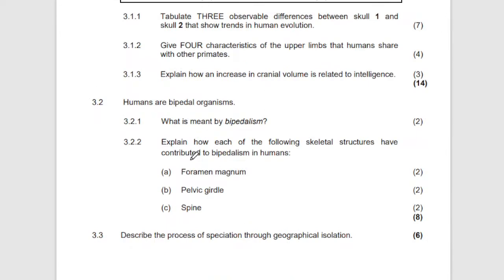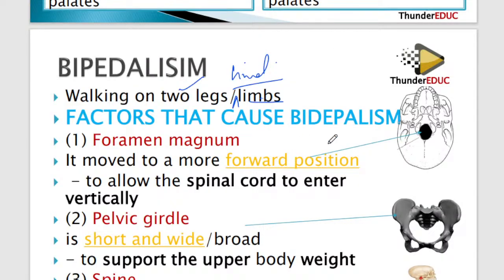The next question, they're saying explain how each of the following skeletal structures contributes to bipedalism. Foramen magnum, the position of the foramen magnum. When the position of the foramen magnum is in a forward position, it means that it can support an upright posture. Let me show you here with my skeleton. Maybe you will understand what I'm trying to say.